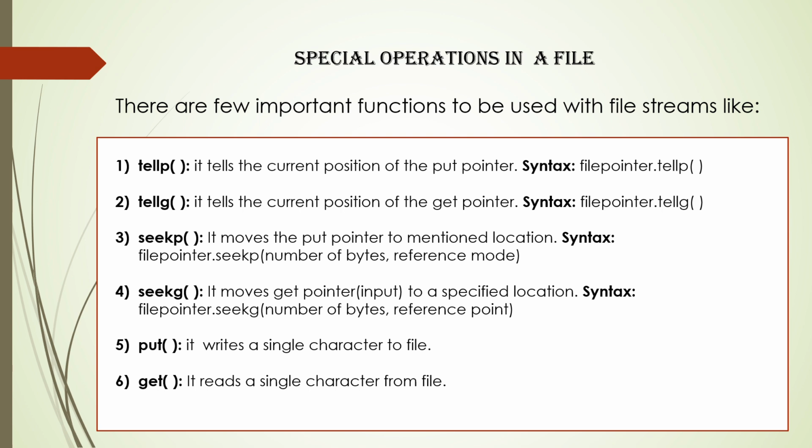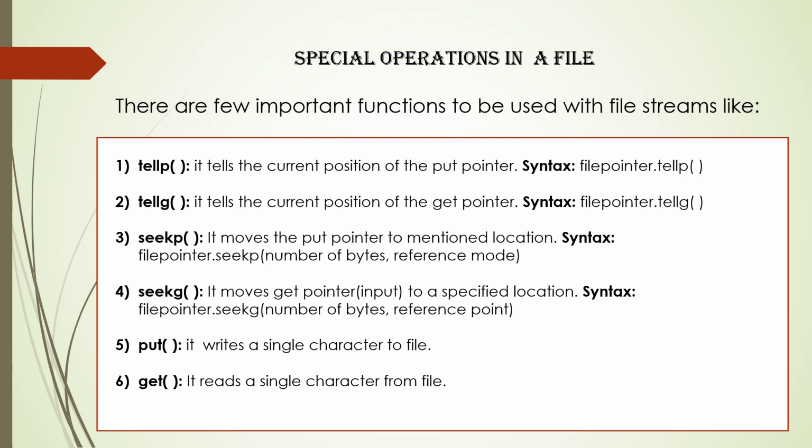Third is the seekp function. It moves the put pointer to the specified location, and the syntax is file pointer dot seekp, and it takes 2 arguments. First is the number of bytes and second is the reference mode. Fourth is seekg. It moves the get pointer to the specified location. The syntax of this is the same as seekp, and it also takes 2 arguments, that is the number of bytes and the reference point. Fifth is the put function. It writes a single character to a file. And sixth is the get function. It reads a single character from a file.